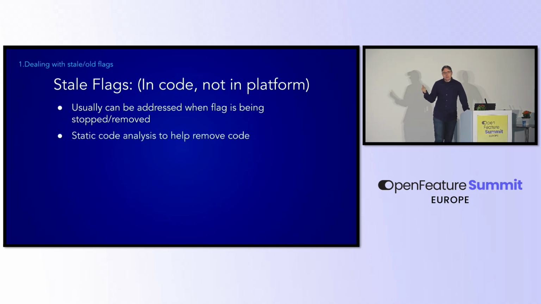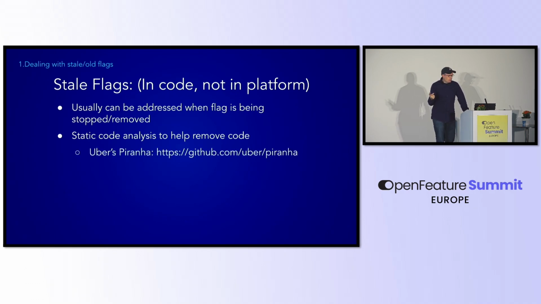But if you don't do it, now you have this flag and you're not really sure why it's there or if it's being used. And so there's a couple tools that you can use to help address this. There's static code analysis tools. The best one I know of is Uber open sourced their platform called Piranha. It does static code analysis and will open PRs directly against your code base to remove any unused flags.